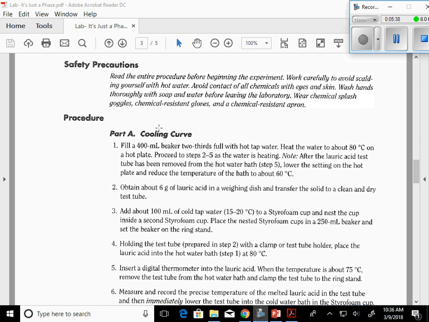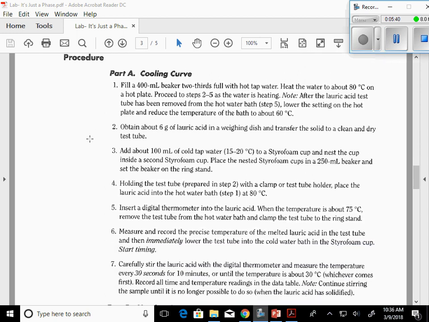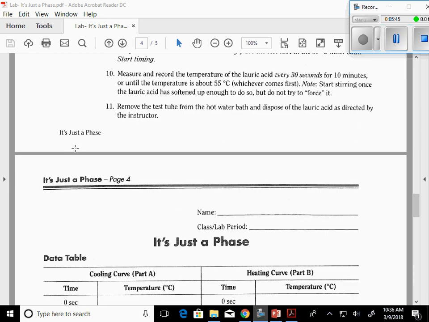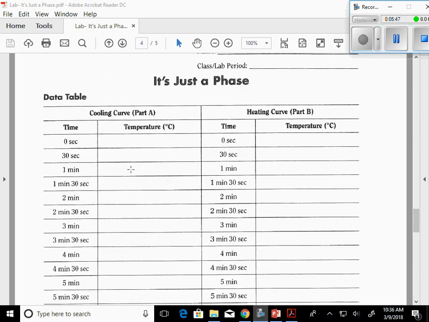Part A is dealing with the cooling curve, so you follow the directions. Part B is dealing with the heating curve. Now, one thing: you have to take temperature readings every 30 seconds. You will be making a graph.